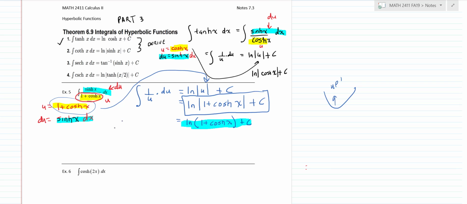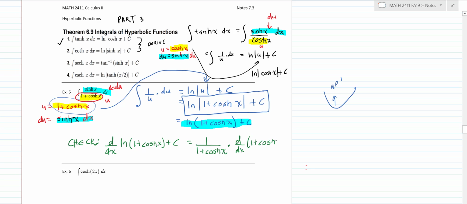One thing that I like to do on some of these problems is, you have the ability to check your answer to an indefinite integral. So you take the derivative of the answer, and our answer was ln of 1 plus hyperbolic cosine plus c. The derivative of an ln is always 1 over that function, times the derivative of that function by chain rule. You can do this in your head, but I'm just going to write down what's going on with the chain rule. And of course, the derivative of c would be 0.